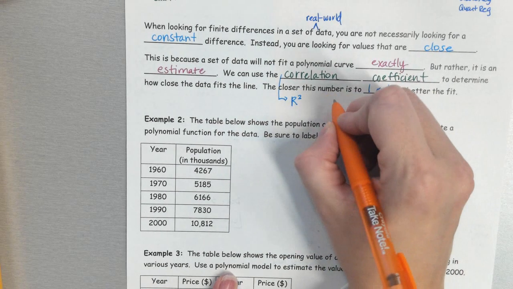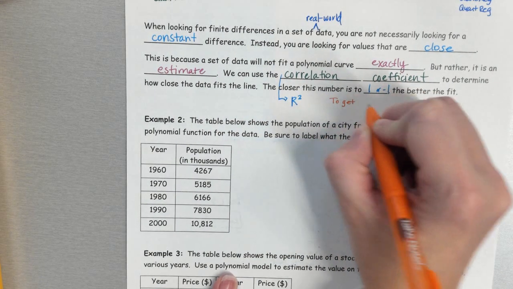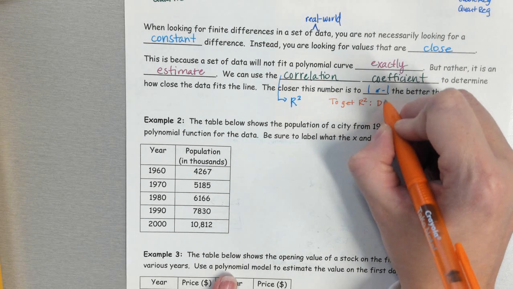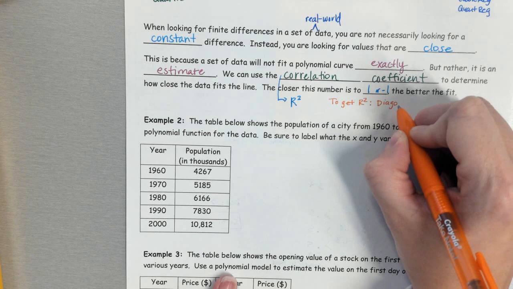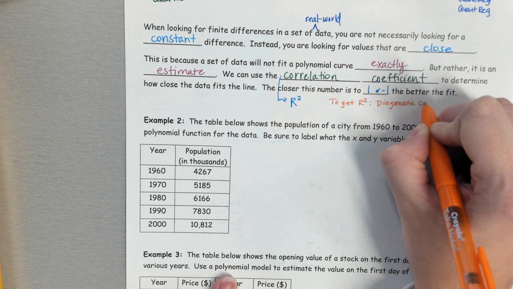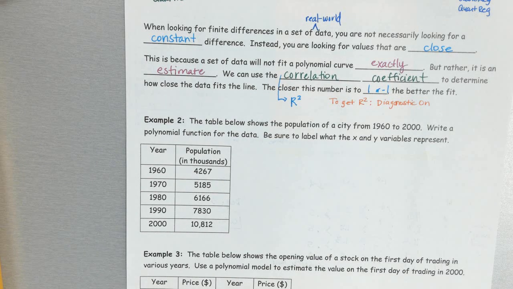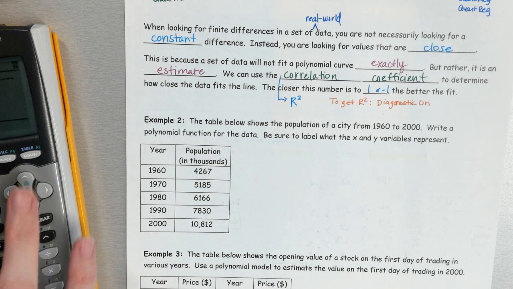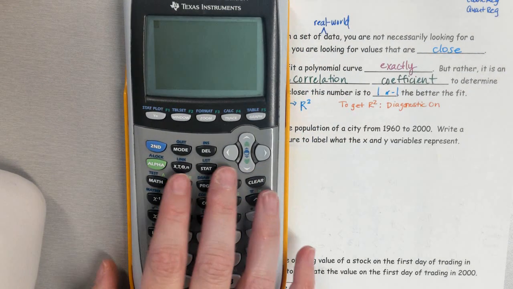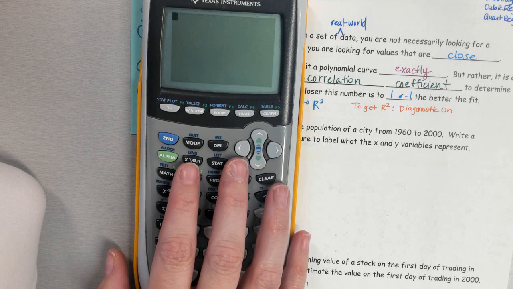Okay, so to get R squared, you have to turn your diagnostic on. Oops, I forgot my N. Diagnostic on. You guys remember how to do that? We'll do that together. You have to do this or you're not going to get your R value. And the main thing we're working with today are the R values. Okay, so you got to turn your diagnostic on.